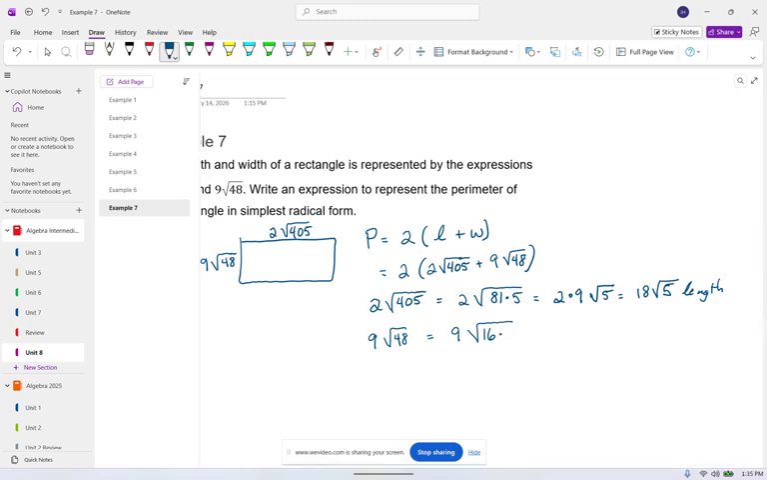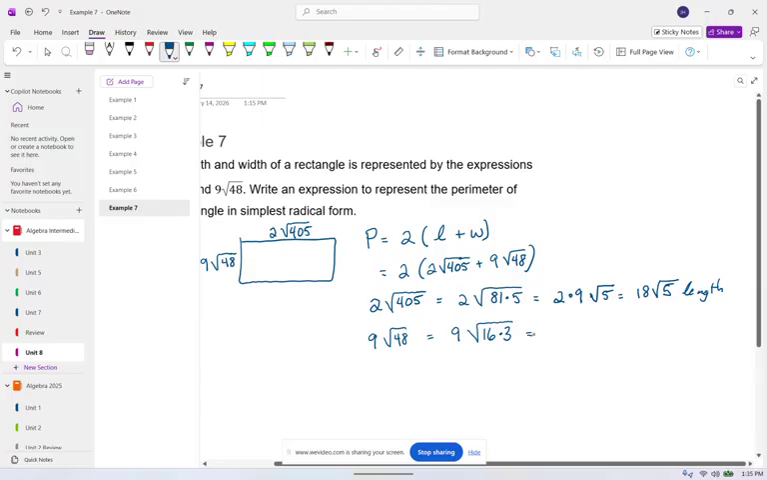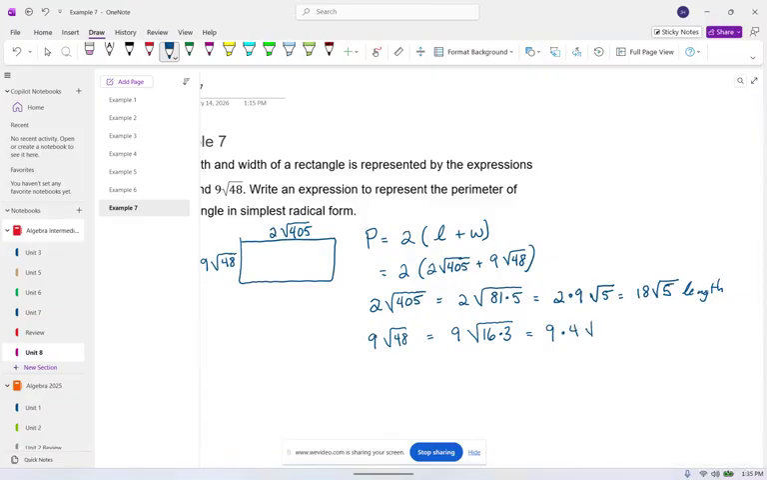So I can rewrite this as 16 times 3. So 9 times the square root of 48 is the same as 9 times the square root of 16 times 3. The square root of 16 is 4, and the root 3 is going to stay underneath the square root sign. So this will equal 36 square root of 3, and that's the width.